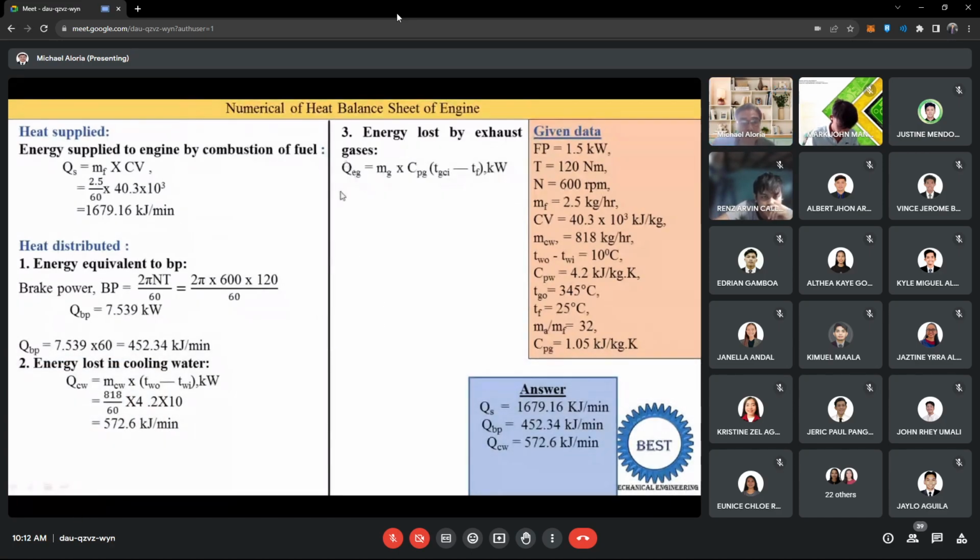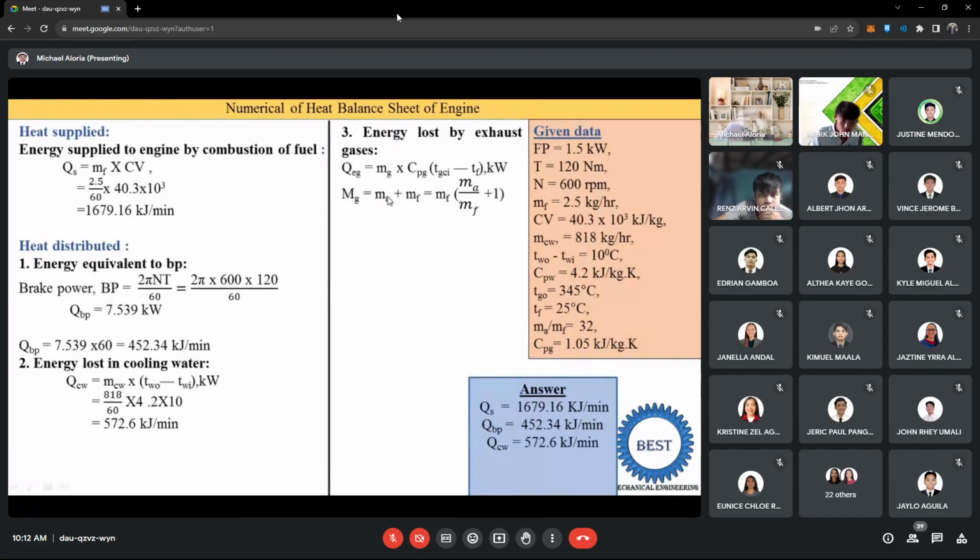The calorimeters, and QE is equal to mass of gas times specific heat of the gas times the temperature of exhaust gas at the inlet of the calorimeter minus the final temperature TF. But mg is not given. In this case you see mg is not given in the data. Mg means mass of the exhaust gases.